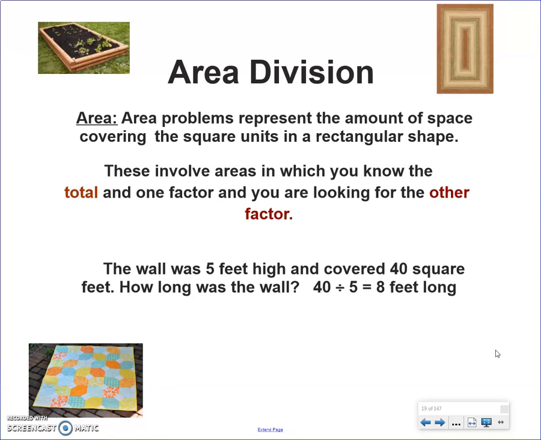Since I know the width of the wall and also the total area, I would divide the total area by the width, or how high it is, to find the length. 40 divided by 5 equals 8. So the length of that wall would be 8 feet.